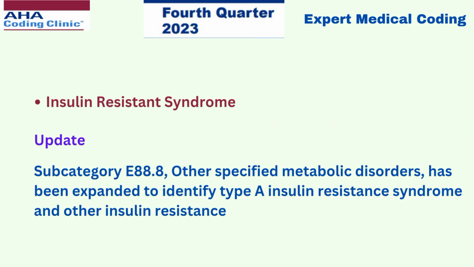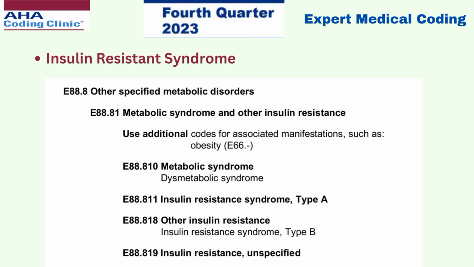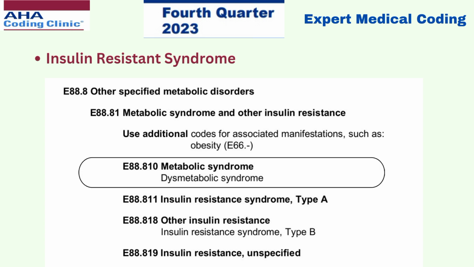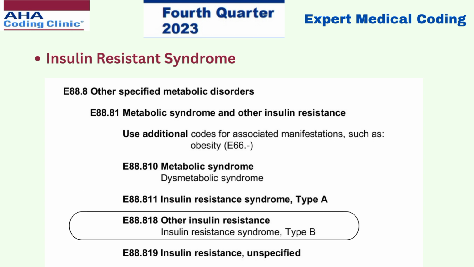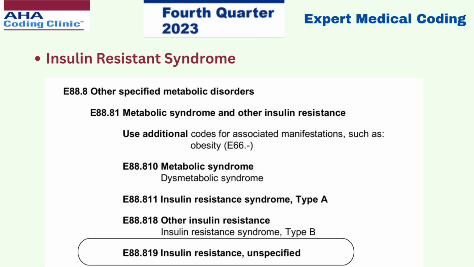And the update here is subcategory E88.8, that is other specified metabolic disorders, has been expanded to identify type A insulin resistance syndrome and other insulin resistance. So if you go to the tabular and search for code E88.8, you can see the expansion. E88.81 is expanded as metabolic syndrome, E88.811 insulin resistance syndrome type A, E88.818 other insulin resistance, E88.819 insulin resistance unspecified.